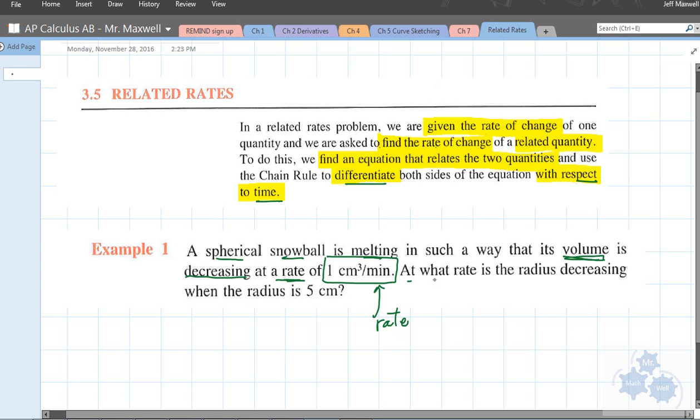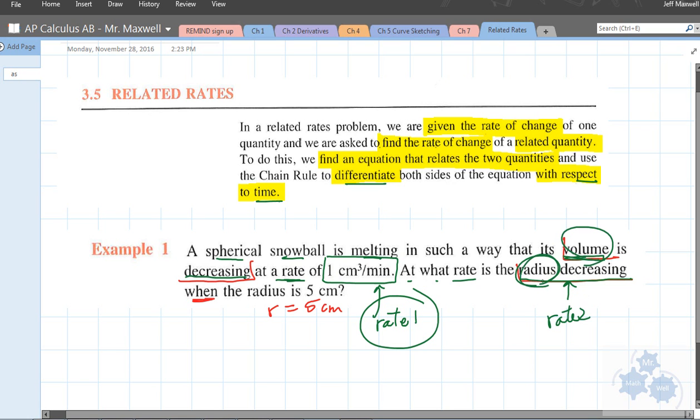The question says, at what rate is the radius decreasing? So we've got volume decreasing, and we're asked what rate is the radius decreasing at when the radius equals 5 centimeters? So if we take apart this question, rate 1 is given here as the volume decrease. The other rate that we're dealing with, rate 2, is the radius decrease. So volume decrease, radius decrease.